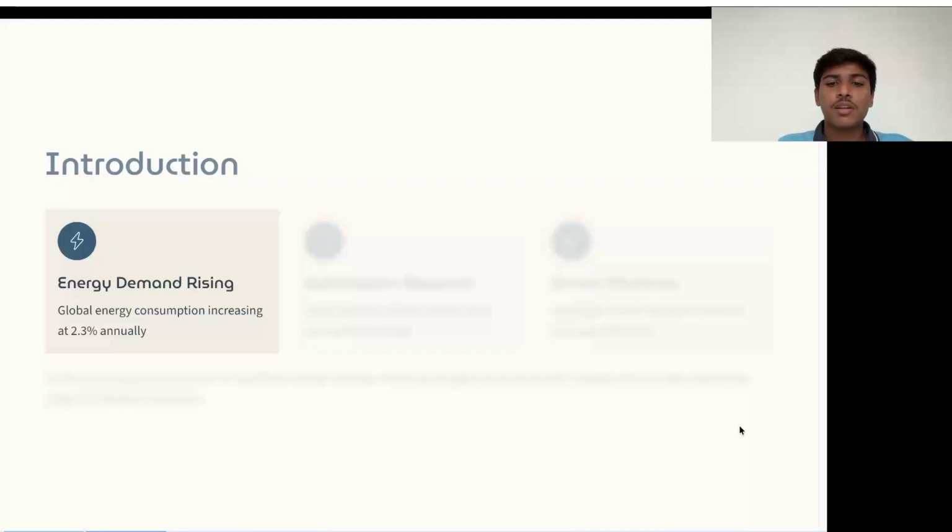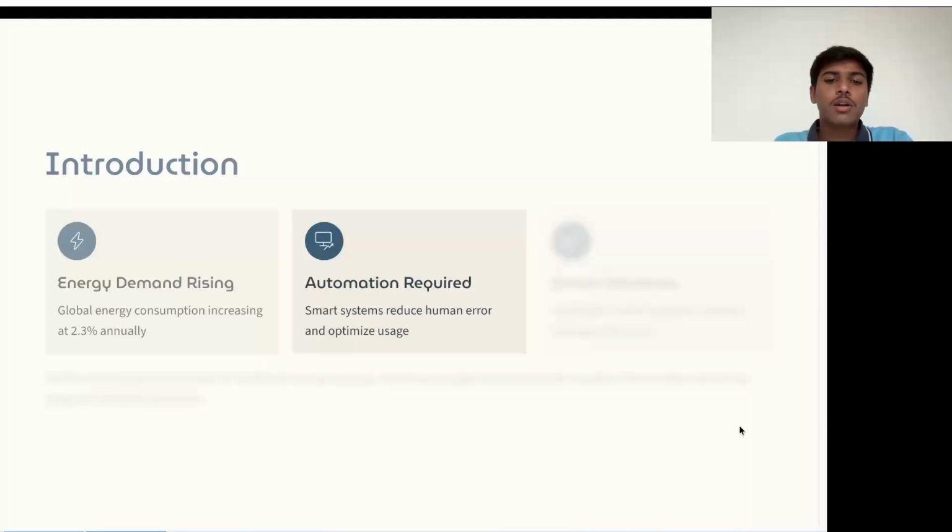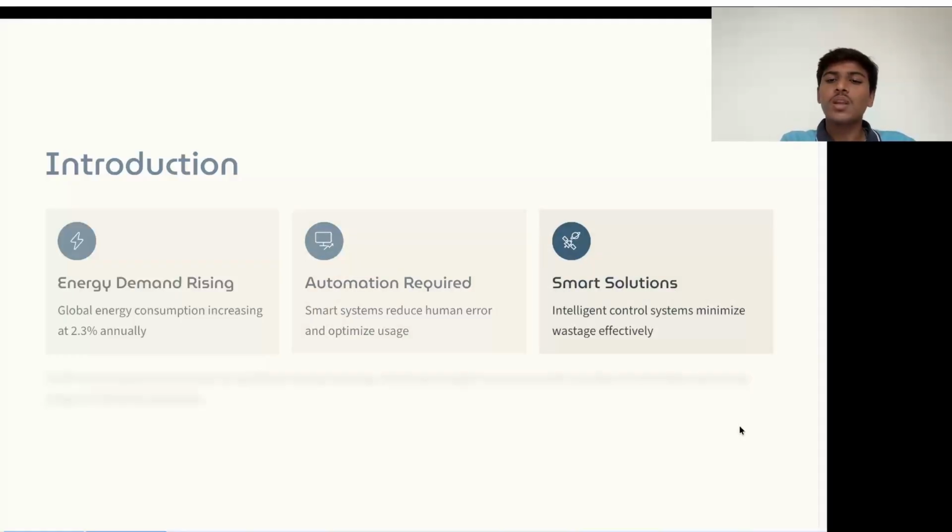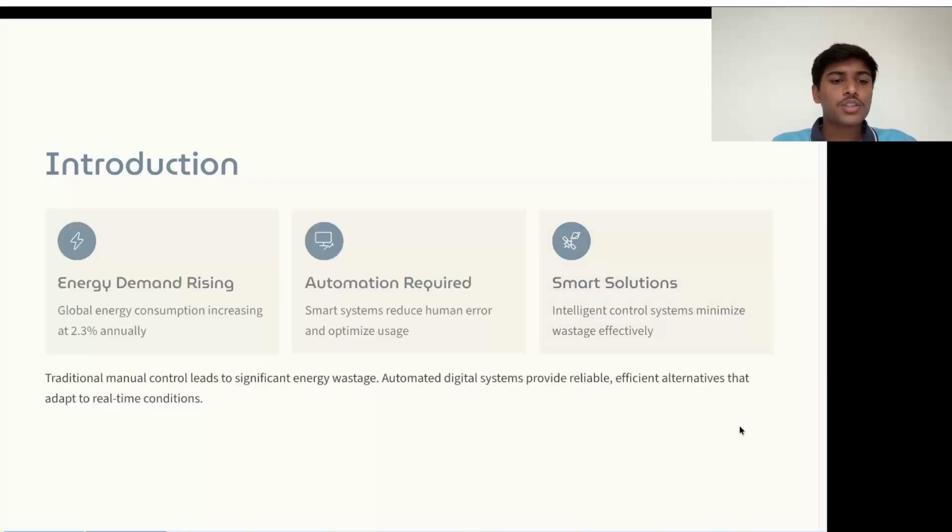energy consumption is increasing very high. Energy demand is rising globally. Energy consumption is increasing at 2.3% annually. Automation requires smart systems that reduce human error and optimize usage. Smart solutions. Intelligent control systems minimize wastage effectively. Traditional manual control leads to significant energy wastage. An automated digital system provides a reliable, efficient alternative that adapts to real-time conditions.